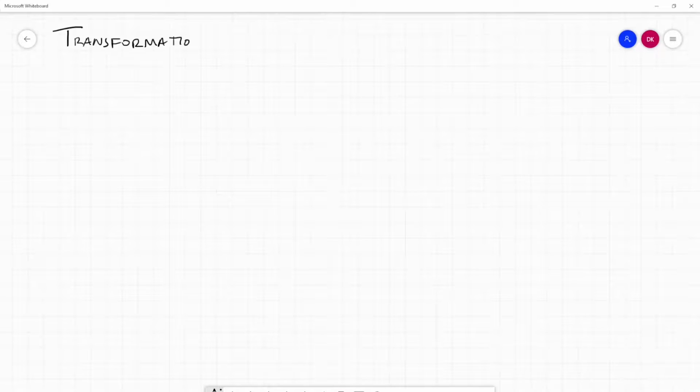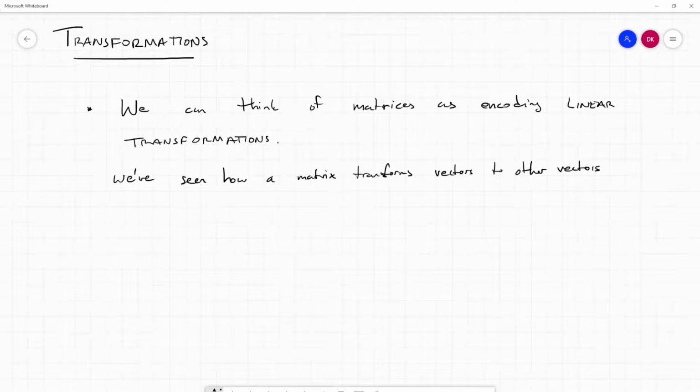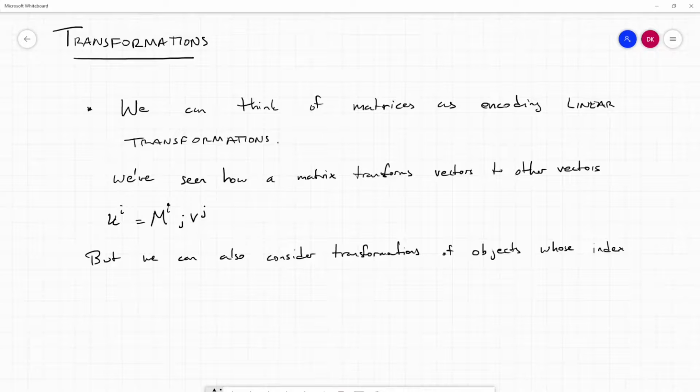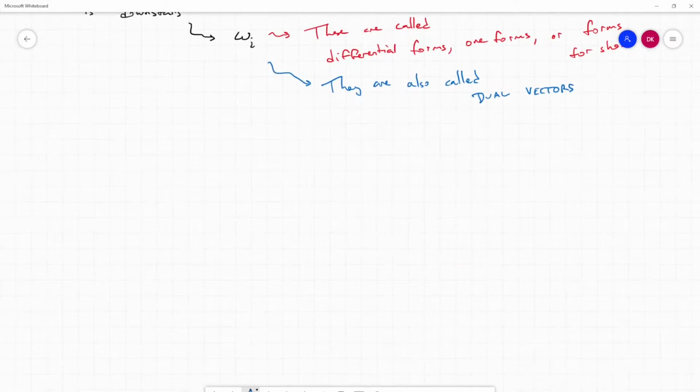We can think of matrices as encoding linear transformations. Now we've seen how a matrix transforms vectors to other vectors, but we can also consider transformations of objects whose index is downstairs, for instance. These are called differential forms, one forms, or just forms for short. They are also called dual vectors.